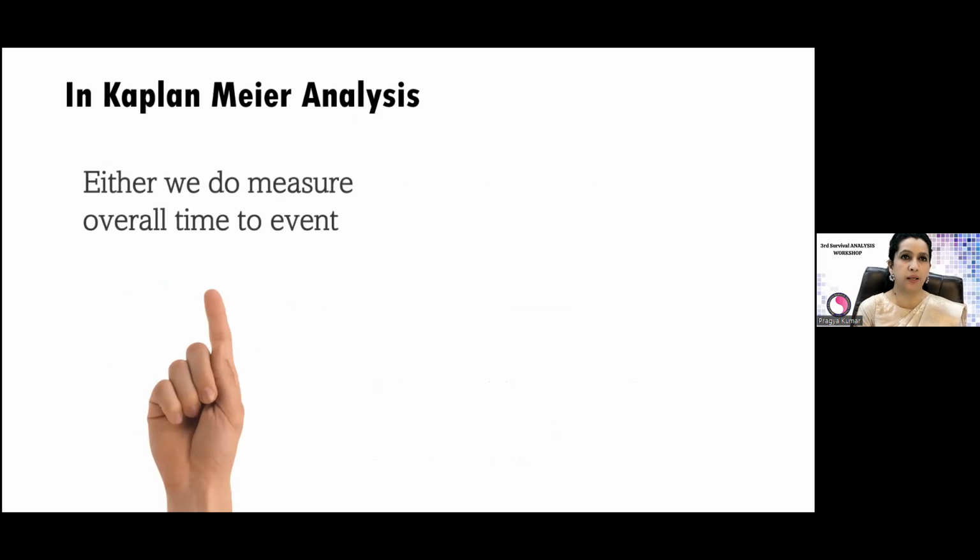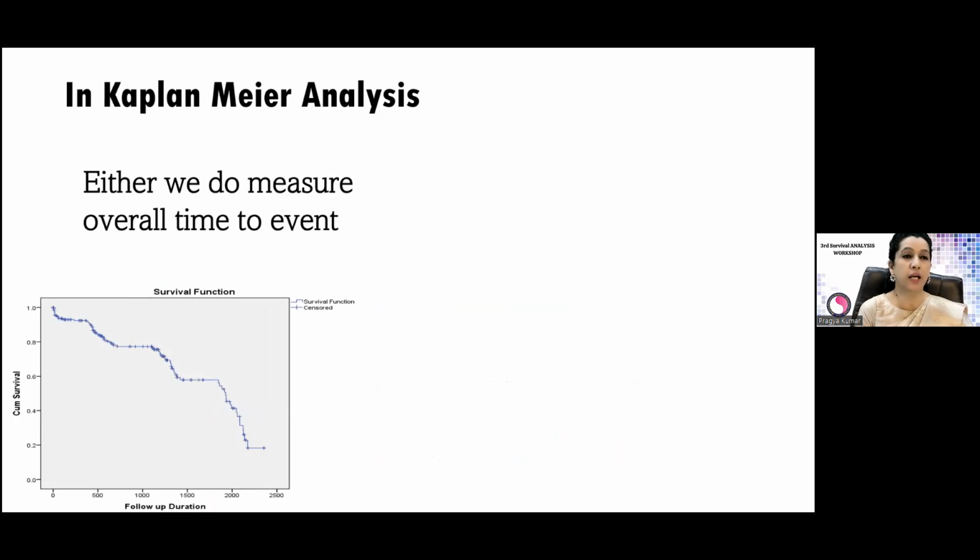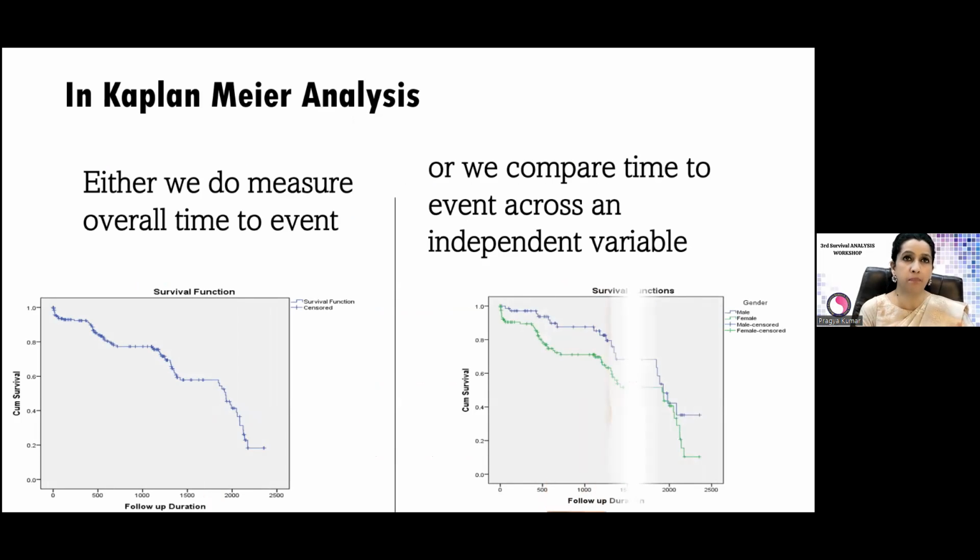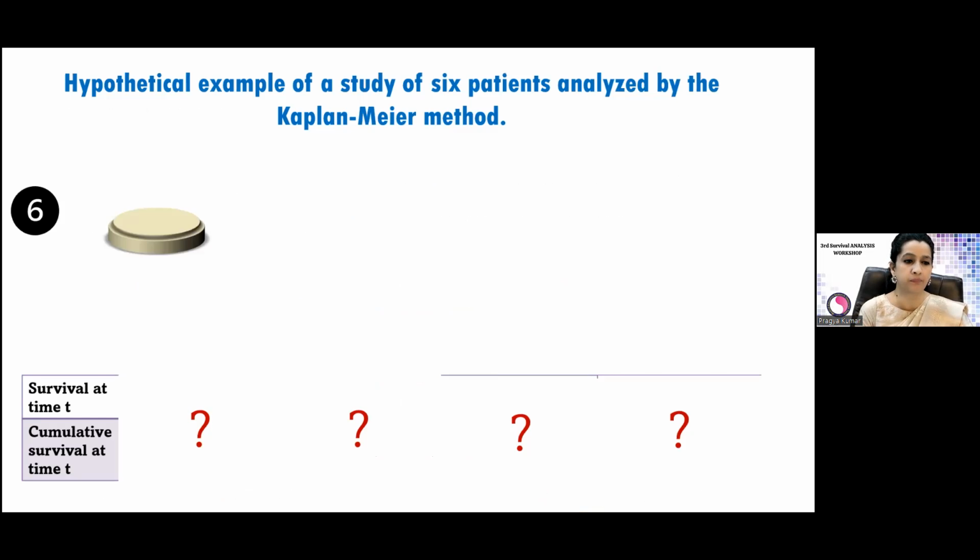So in Kaplan-Meier analysis, either you can have an overall time to event, like we have seen in the JAM movie. I'll demonstrate it today also. Or you can compare it across any categorical independent variable. This was one example of that cumulative survival, which we have shown that if you start with 6 patients, you are following them up and the event of interest is death.